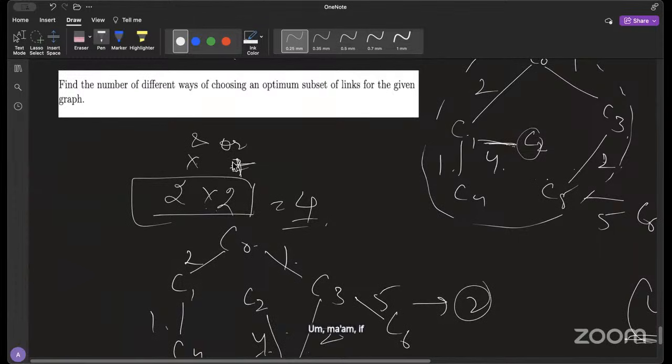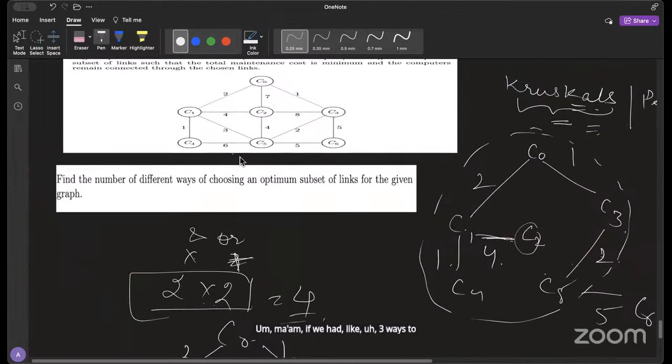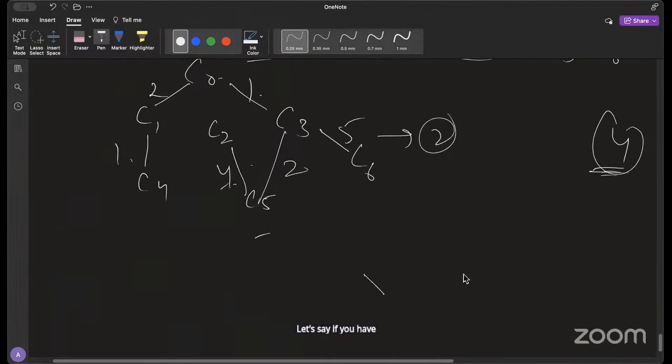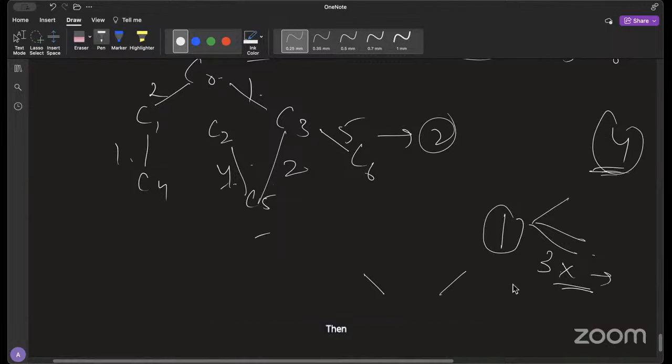Ma'am, if we had like 3 ways to do it, then we do 3 into 2. Yeah, if you had 3 ways to do, let's say if you have 3 edges and you could only choose one of them, then you would do 3, right? If once you choose this, then the cases will proceed, right? Then you'll do multiplication here because you're proceeding with cases. Then the other time you'll do this, then this, right? Yes, cool. Is that okay?